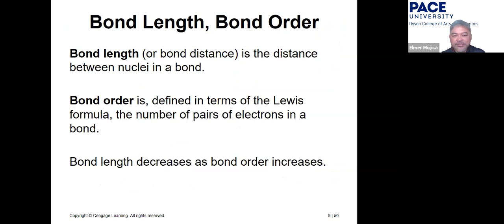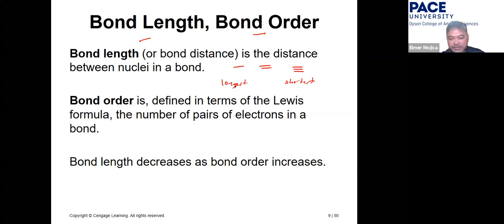Now, what other things do we need to know here? The bond length and the so-called bond order. So bond length, or bond distance, is just the distance between nuclei in a bond. So we have what? Single, double, triple. So if we look at the bond distance here, this is the longest one, and this is the shortest one. Then the bond order is defined in terms of the Lewis formula as the number of pairs of electrons in a bond. So just like this one, this is a bond order of 1, 2, 3. So bond length decreases as the bond order increases.